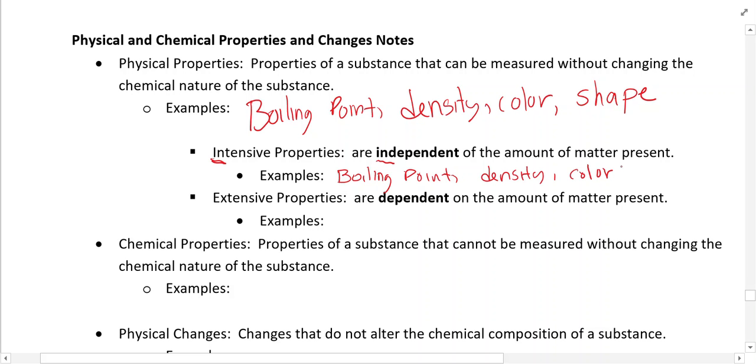Extensive is dependent upon the amount. So something that's extensive, something like mass, would be considered an extensive property, or volume. Both would change based on the amount that you have. So thinking about it in terms of the amount is the easiest way to determine it.